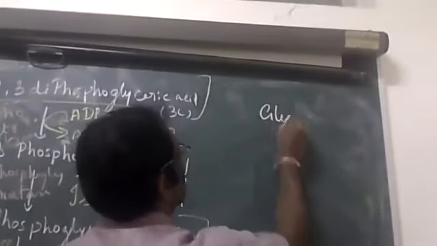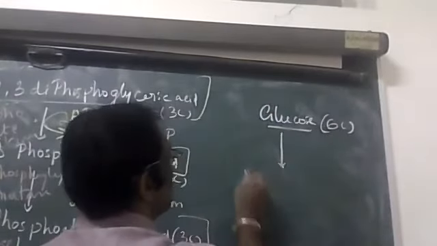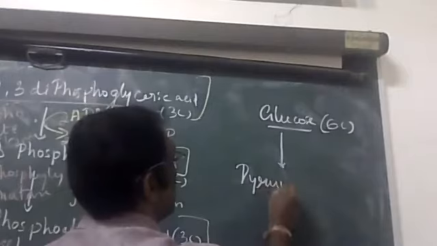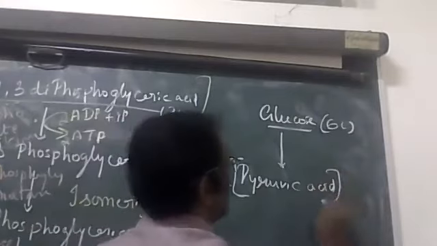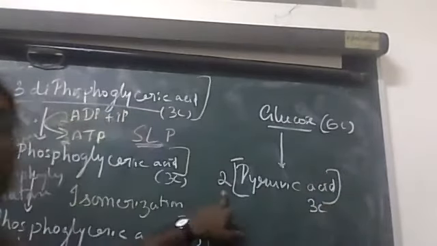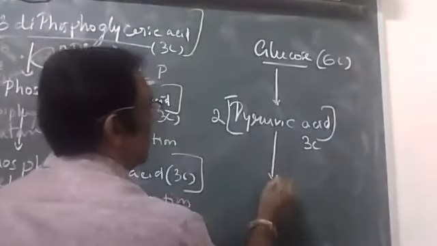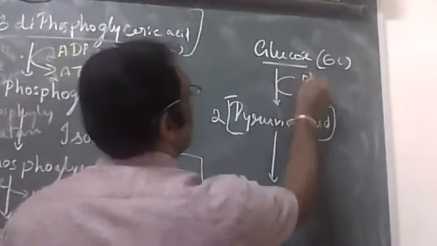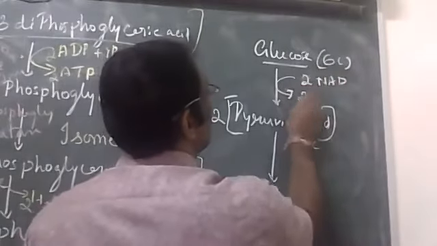See the board. See that side, right? See here. Glucose, 6 carbon. Write this down along with me. Pyruvic acid, 2 molecules, 3 carbon. Okay. Then here what should we write? 2 NAD gives 2 NADH2.